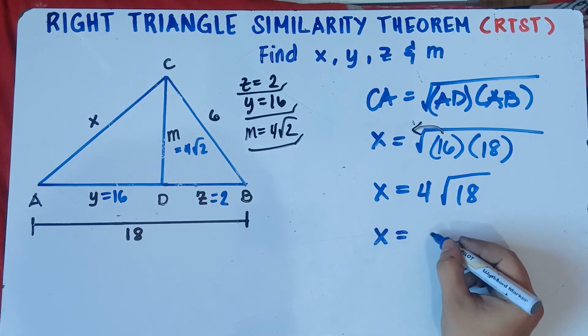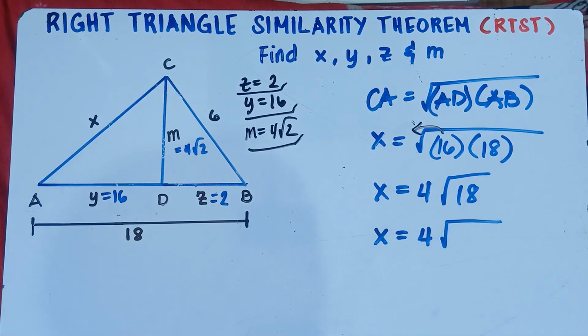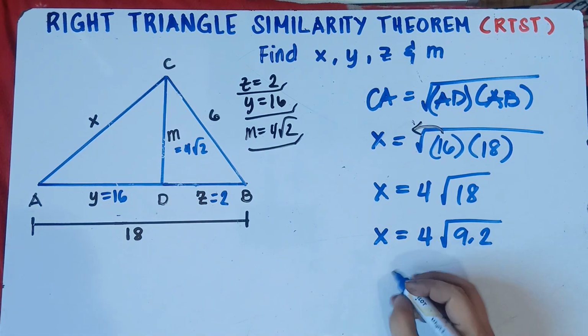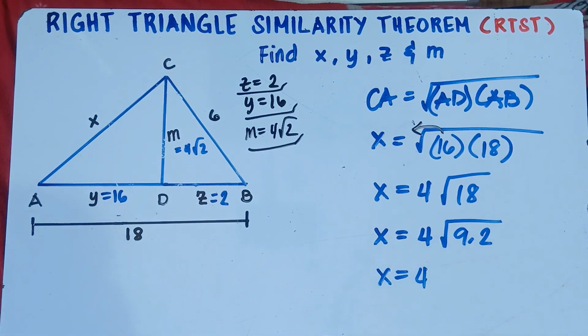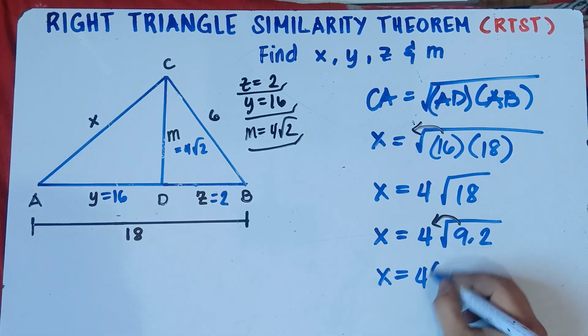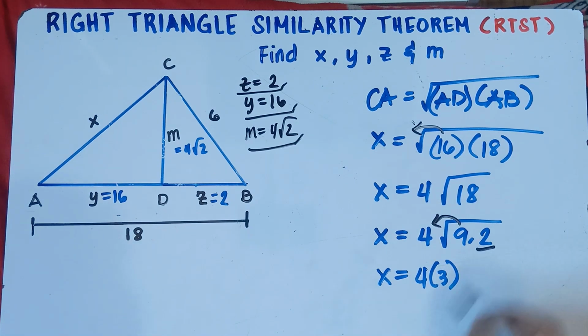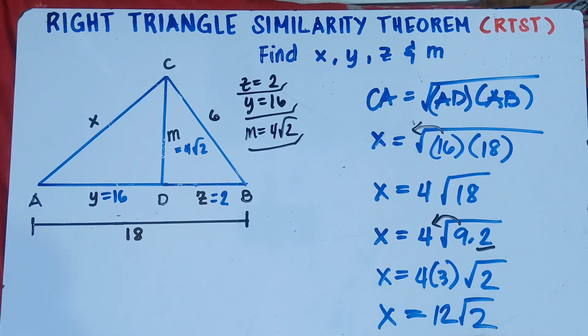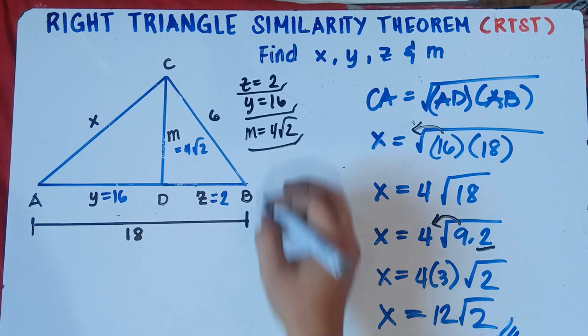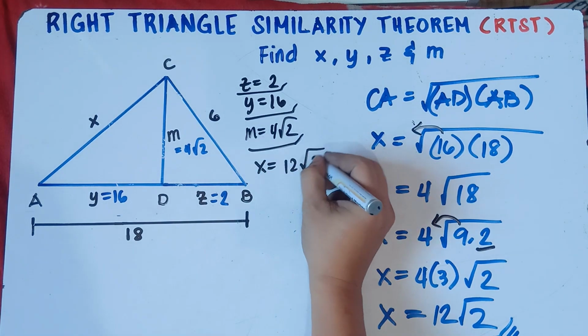So copy x is equals to 4 times the square root of 18. The square root of 18, that would be 9 times 2. We can simplify square root of 18, that is 9 times 2. 9 is a perfect square, then 2 is not. So x equals, copy 4. The square root of 9 is 3. We put it outside. Then we multiply it by 4. So 4 times 3. Then we don't have a square root of 2, so it remains. Copy square root of 2. So x equals 4 times 3, that is 12, square root of 2. That's it, class. That's the answer for x: 12 square root of 2.